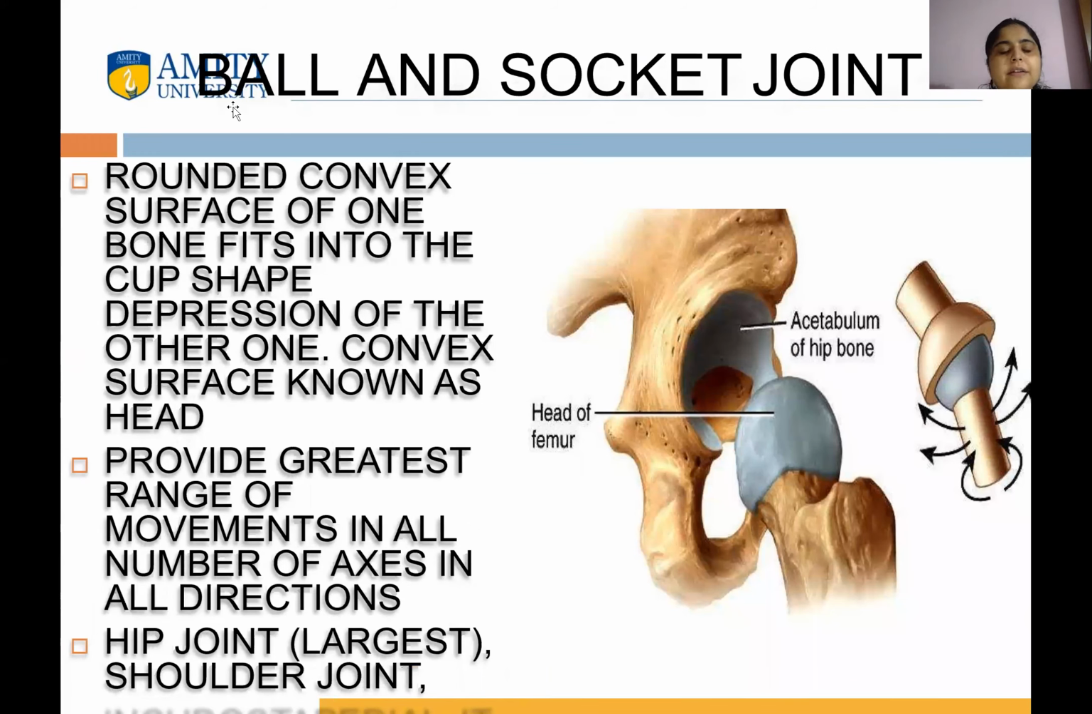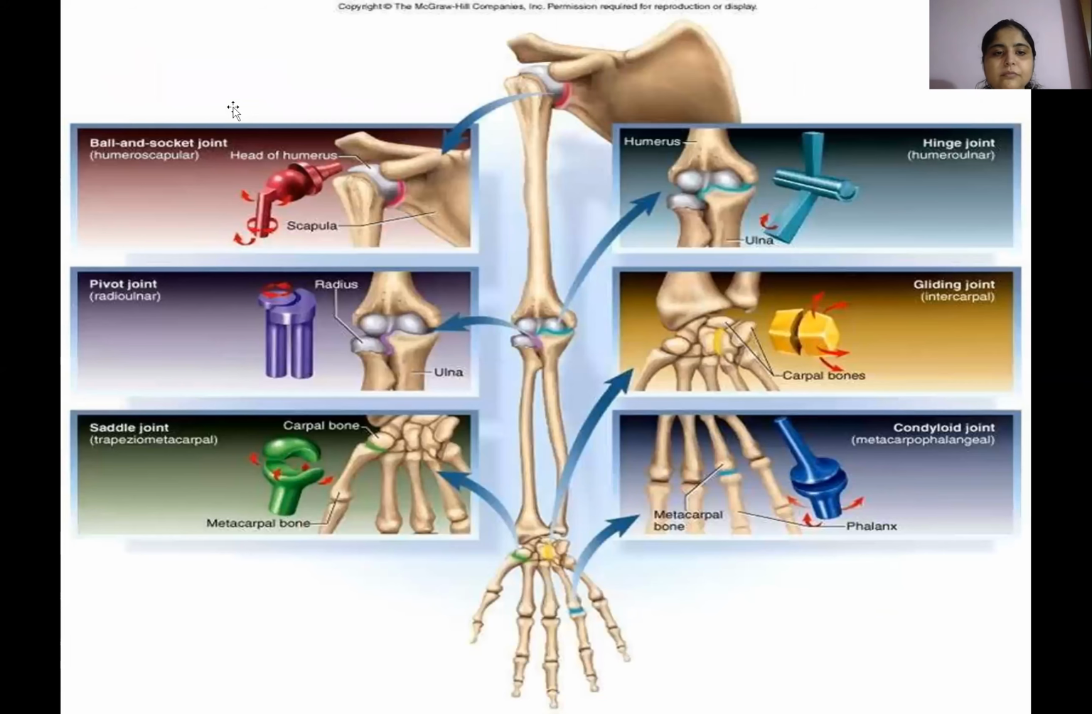Ball and socket joint is most commonly present and helps in free movement of the body. The examples are the shoulder joint and hip joint. The diagram shows the hip joint, which is between the head of the femur and the acetabulum of the hip bone. It is a rounded convex surface of one bone which fits into the cup-shaped depression of the other one. That convex surface is known as the head. It provides the greatest range of movement in all axes and all directions. Hip joint and shoulder joint are the examples.